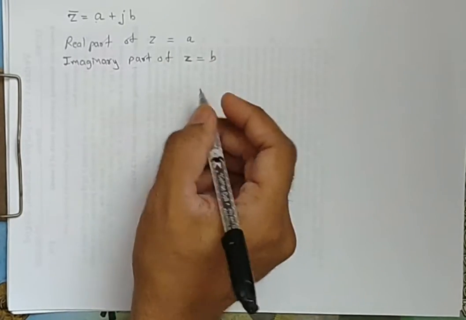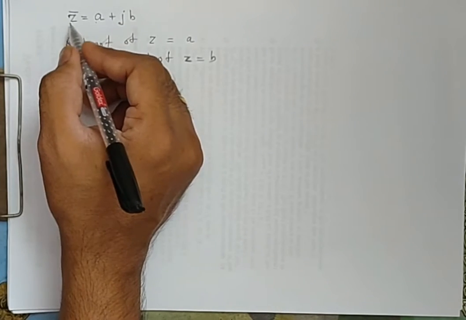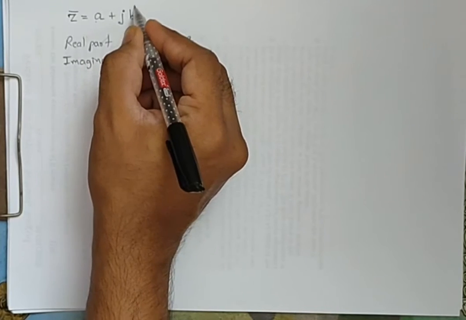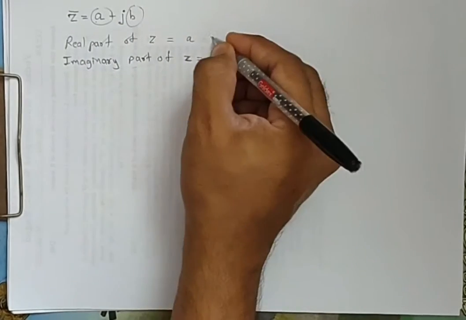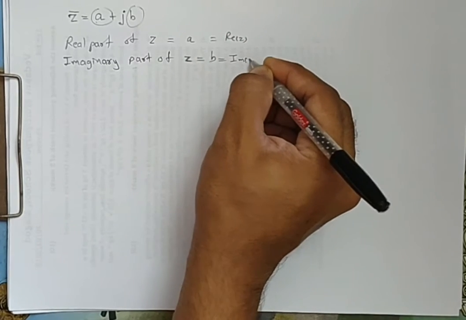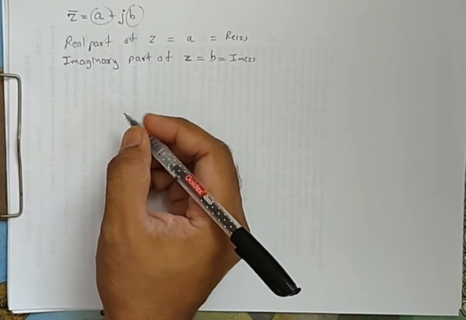Whatever term is present without i is called the real part of this number, and the term with j or i is called the imaginary part of this number. So you can represent the real part like this, real part of z, and the imaginary part like this, imaginary part of z.